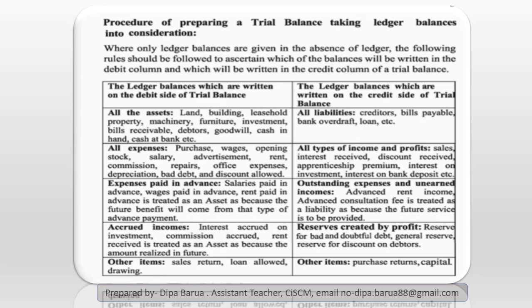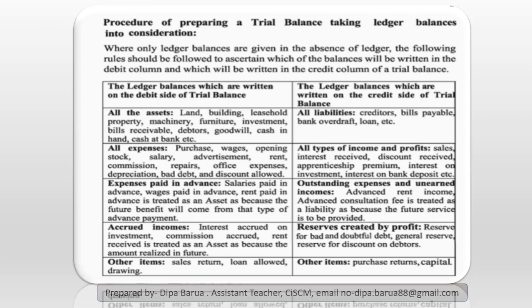And then all expenses: purchase, wages, opening stock, salary, advertisement, rent, commission, repairs, office expenses, depreciation, bad debts, and discount allowed. And then expenses paid in advance. Which expenses are paid in advance? Salaries paid in advance, wages paid in advance, rent paid in advance. Rent paid in advance is treated as an asset because the future benefit will come from that type of advance payment.